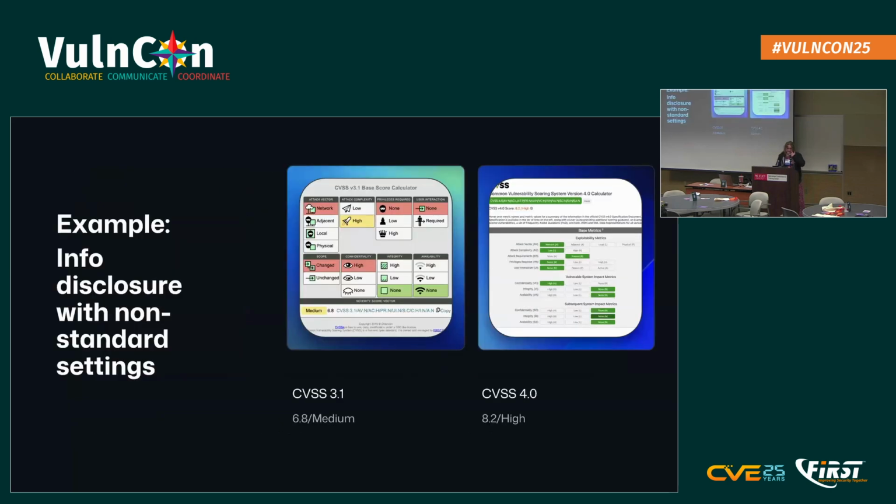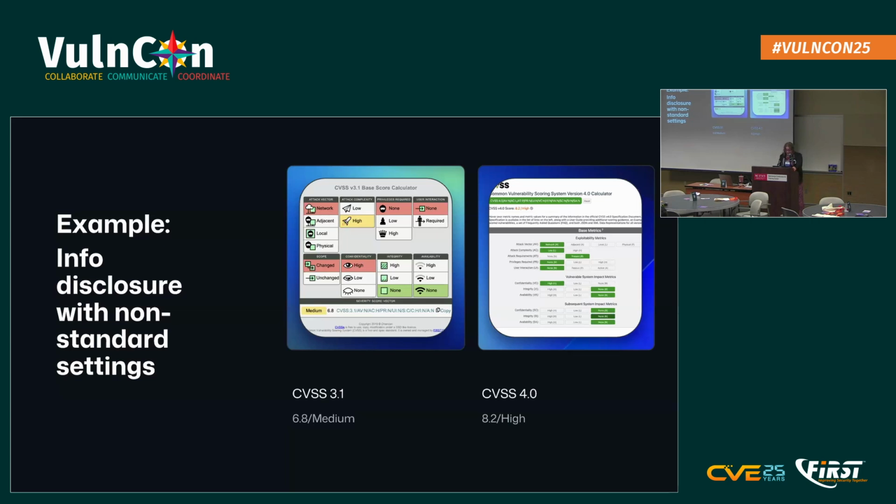Something that's a little bit less standard, an information disclosure vulnerability with some non-standard settings in there, what in CVSS 3.1 would be called high complexity. That would be a medium severity vulnerability in the world of CVSS 3.1 with a score of 6.8, and that would be all the way up to 8.2 with a difference of 1.4 points in CVSS 4.0.